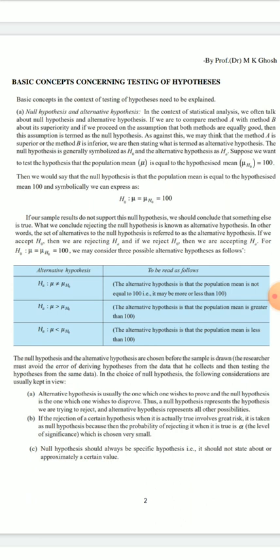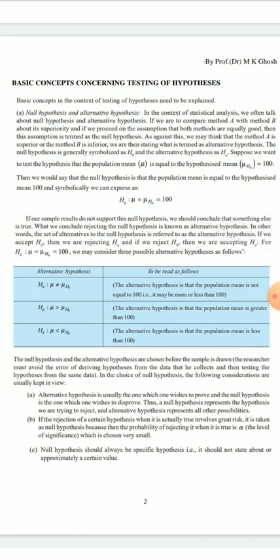HA: mu is greater than mu H0, then the alternative hypothesis is that the population mean is greater than 100. The third condition is HA: mu is less than mu H0. It means the alternative hypothesis is that the population mean is less than 100. So there are three conditions of alternative hypothesis.